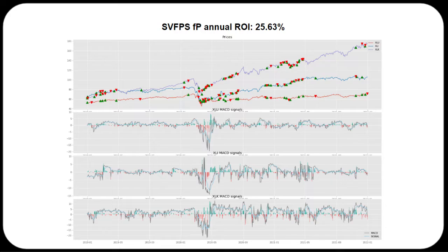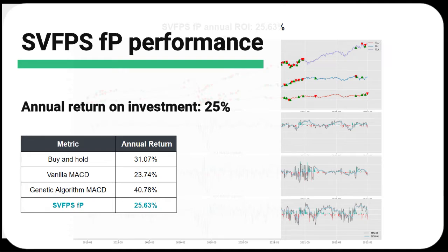The second experiment is conducted by incorporating SVFPS along with forecasting technique, forecasted daily prices, in the proposed portfolio management system. The outputs of each exchange-traded fund are used as input to the trend reversal technique, called moving average convergence divergence, for asset reallocation. SVFPS with forecasted daily prices has shown to have only an annual return on investment of 25% and underperforming most of the benchmarks, barely outperforming the vanilla MACD strategy.